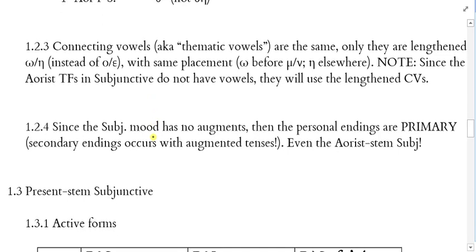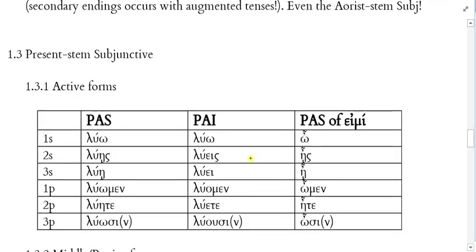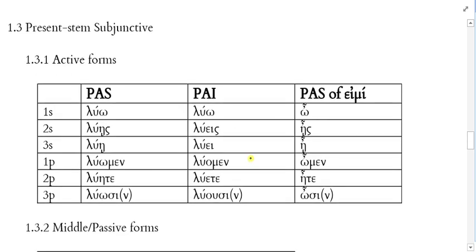All right. And then lastly, since the subjunctive mood has no augments, which personal endings are we going to use? Primary. Okay? Secondary endings are used for augmented tenses. And if there's no augment, you can't use secondary endings. You got to use the primary ones. This is going to be true even for the aorist stem subjunctive forms. All right? So let's just take a look at some examples of what these forms look like in the subjunctive mood. So we'll start with the present stem, and we can have active or middle passive.